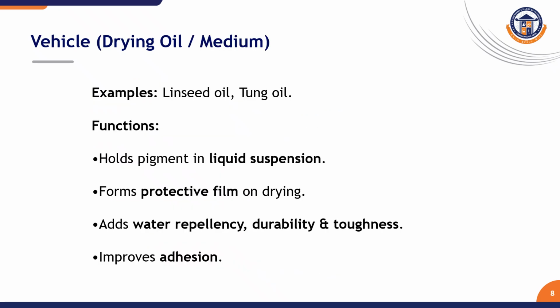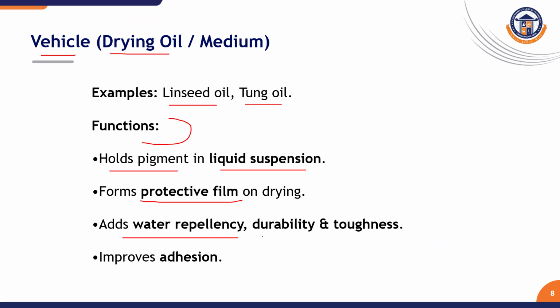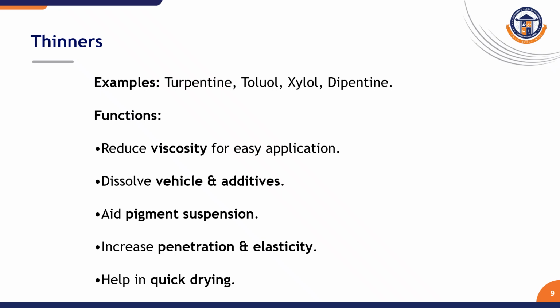Then we see the medium in which the pigments are dissolved, that is called the vehicle or drying oil. We take an oil, that is linseed oil and tung oil. What is the function of this? It holds pigment in liquid suspension and forms a protective film on drying. While drying, a protective layer forms, and it adds water repellency, durability, and toughness, and it also improves the adhesion quality.